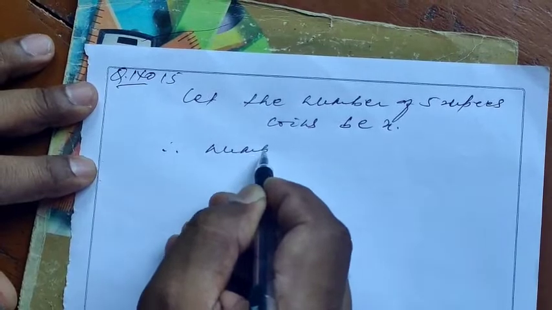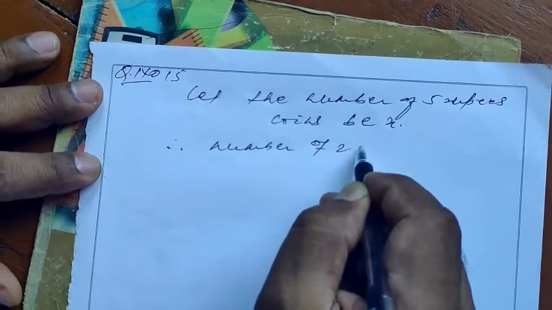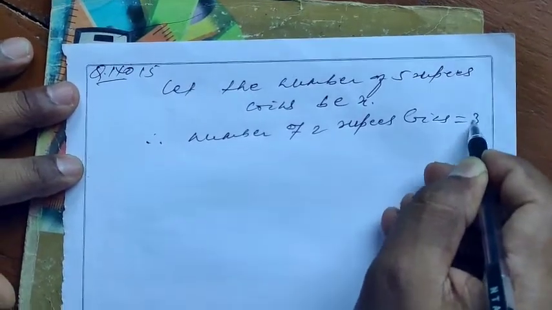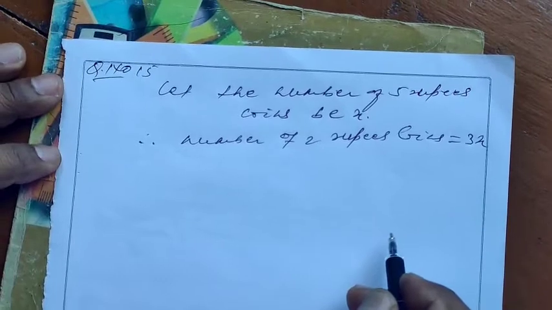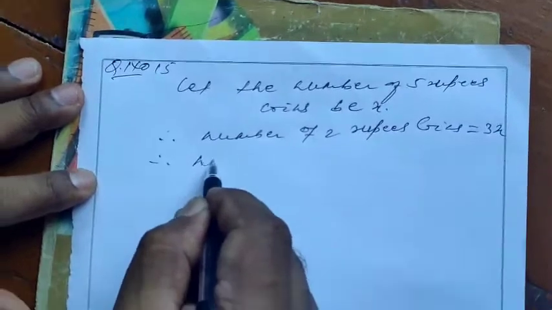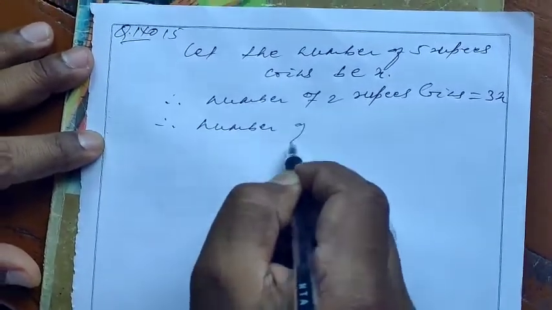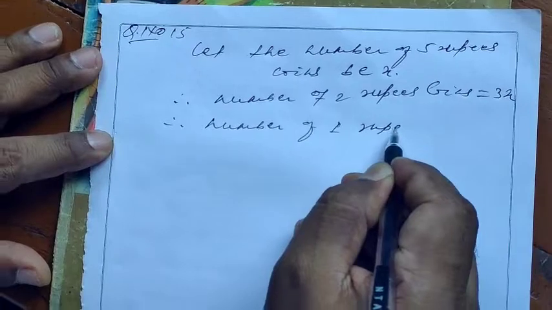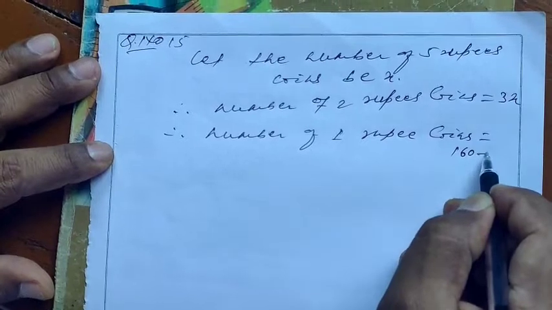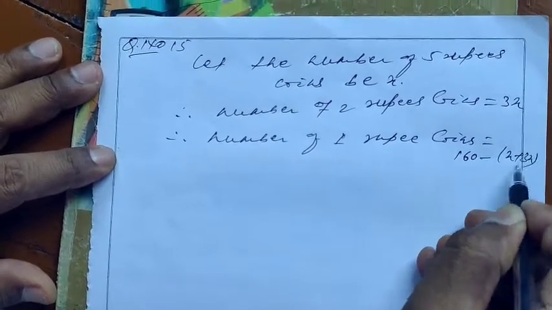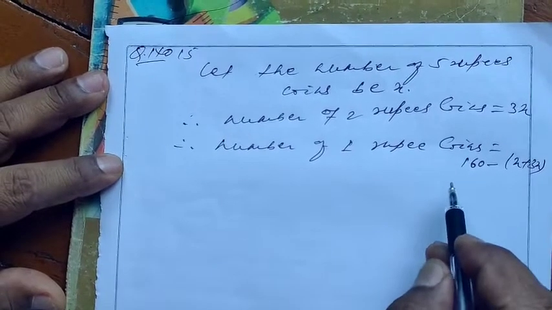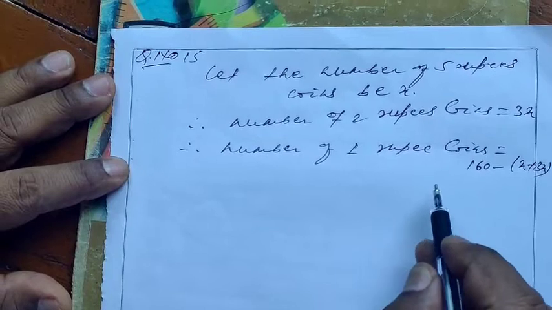Therefore, the number of 2 rupees coins is equal to 3x, and therefore the number of 1 rupee coins is equal to 160 minus (x plus 3x). Since 160 is the total number of coins, the sum of 1 rupee coins, 5 rupees coins and 2 rupees coins.